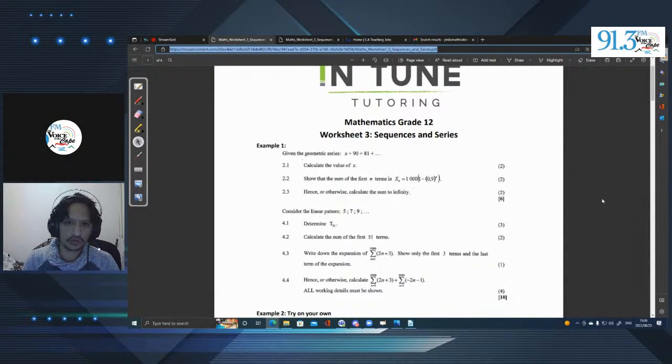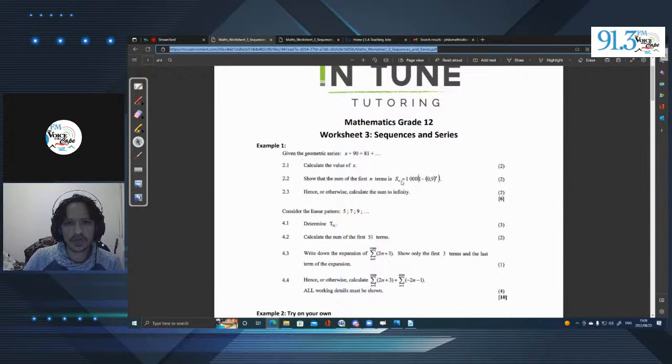So today we'll be looking at sequences and series, worksheet 3. This will be a continuation of where we left off from number patterns last week. Today we'll be specifically looking at some geometric series and some linear patterns, which are also just arithmetic sequences. Let us jump straight into it.